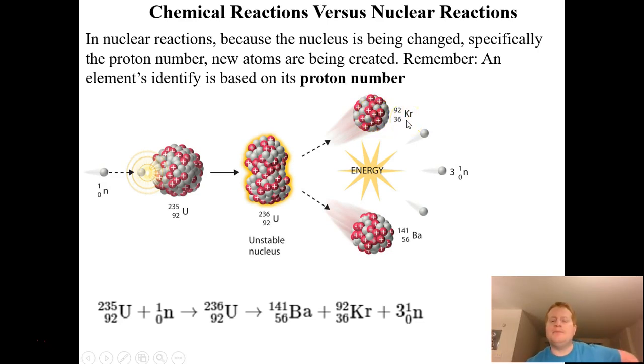At the same time, this nucleus has 56 protons in it, so that means it must be a barium nucleus. And if we look, 56 plus 36 is going to add up to our 92. So what happened was we started with a certain element, in this case uranium, and it split into krypton and barium, and that's why we actually have a whole different element than what we started with.